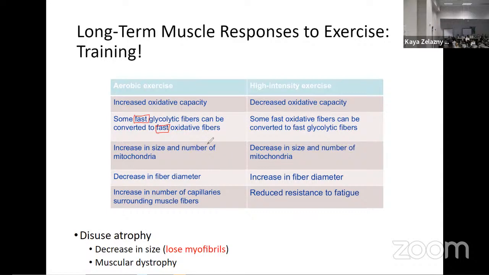But what you can do is express genes that produce enzymes or help you make numbers of mitochondria. So when you exercise, you can convert fast glycolytic fibers, some of them, into fast oxidative, and vice versa. So you can take some fast oxidative fibers and turn them into fast glycolytic fibers. So this would involve changing the number of mitochondria, changing the number of glycolytic enzymes, stuff like that. Okay, so that is a possibility.